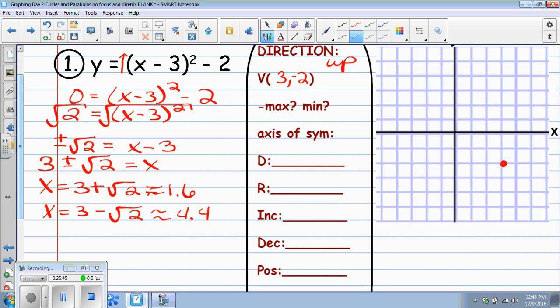So now I can semi-accurately plot those points on my x-axis and then draw the parabola. So 1.6 is somewhere in that vicinity, and 4.4, somewhere in that vicinity, and this is what it looks like.